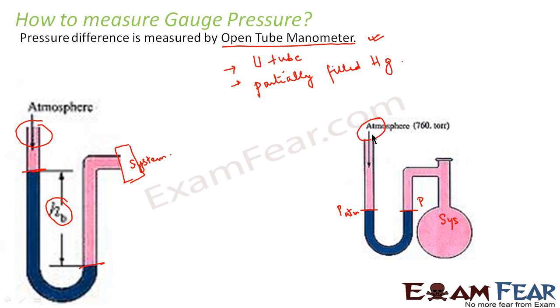So, in this case, we say that the atmospheric pressure is at 760 torr. Right, we told that when the pressure is 1 atmosphere, in that case, the height of the mercury column is 76 centimeter of mercury, right?